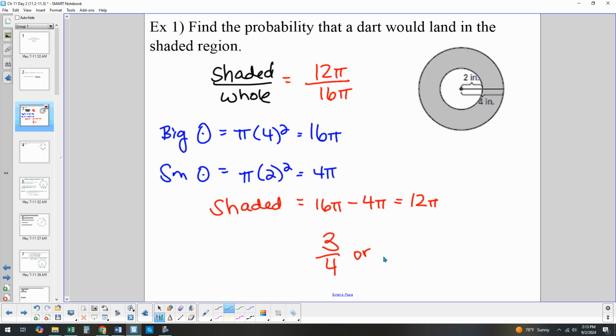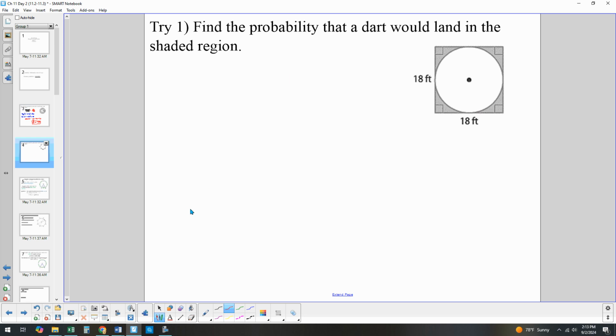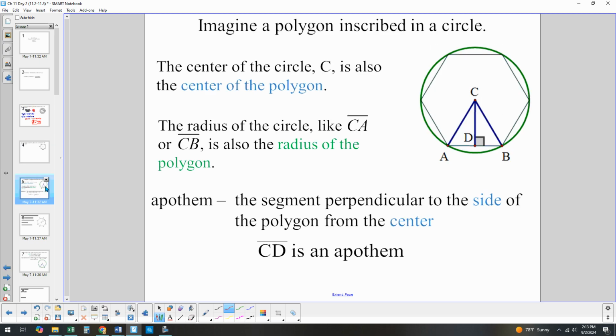Or we could turn this into a percentage by dividing 3 by 4 and multiplying it by 100, 75%. I believe on something like our final, it'll be written as the fraction, but I'm fine with you giving it to me as the percentage because sometimes our fractions will be gross looking. They'll have decimals and things like that. So here's one for you to try. Find the probability that a dart would land in the shaded region. If you'd like to pause now, you can. Answers are posted online. And now let's get into 11.3.